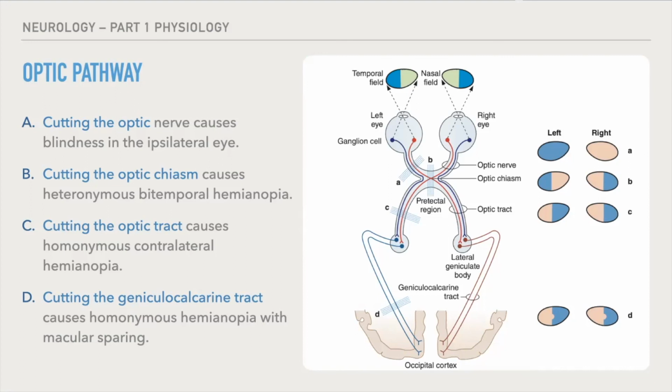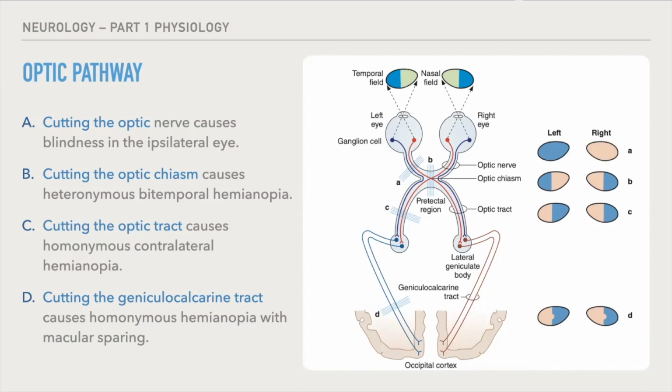So to understand this better, it is actually easy if we imagine that there are cuts along this pathway. So if we cut the optic nerve, so it's the point A on the picture, it will cause blindness in the ipsilateral eye.